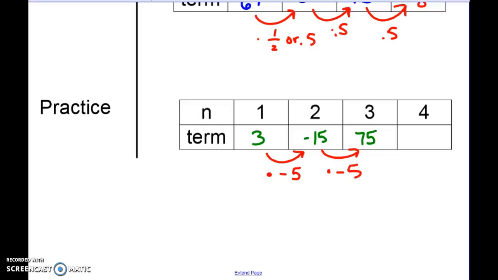And if you were to multiply by -5 again, we would go back to a negative, and that would be -375. So in this case, the common ratio is a negative number, and that causes our terms to alternate from positive to negative and then back to positive again.